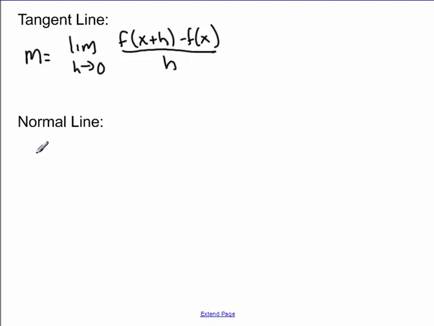Now the normal line is perpendicular to our curve at the point of tangency. So you find the slope of your tangent line using this formula, and then you take the opposite reciprocal.